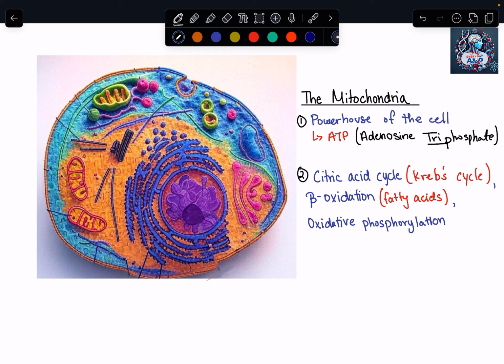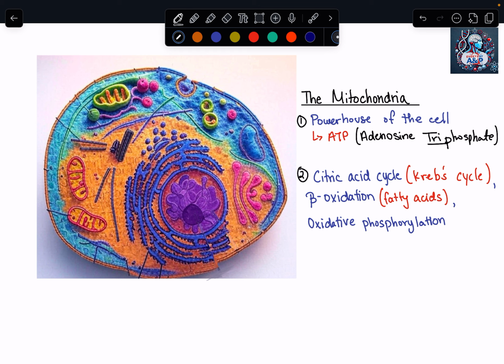Another form is beta oxidation. Beta oxidation is used to generate ATP from fatty acids. So we don't look at the other macromolecules such as proteins and carbohydrates when we talk about beta oxidation. And the last one being oxidative phosphorylation, which is also another way of generating ATP within the mitochondria. The one thing that we should also take note of is that the citric acid cycle and oxidative phosphorylation deal with carbohydrates. They generate ATP from carbohydrates.